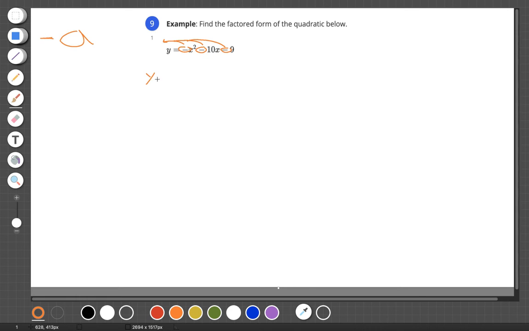So basically what we have is y equals negative, then we have a parentheses, and that negative is what got pulled out. So everything left goes in parentheses. So x squared, that negative got pulled out, so all that's left is plus 10x. That negative got pulled out, all that's left is 9. It switches the signs for each one when you pull that negative out.